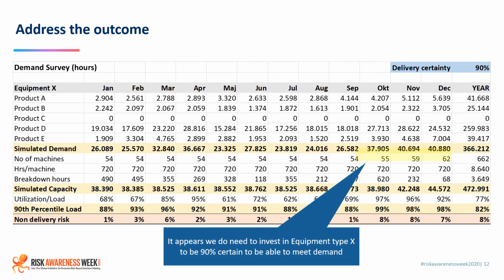So when we address the outcome, and these are just the same numbers going in the table, we see now that we need to invest in the fourth quarter. We need to add a machine to 55 in October, 4 more in November to 59, and 3 more in December to 62, in order to keep the 90th percentile load below 100%. And that way we will also get a non-delivery risk which is less than 10%, which was the target.